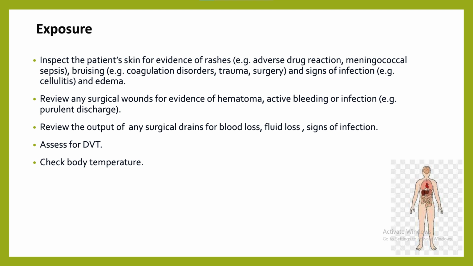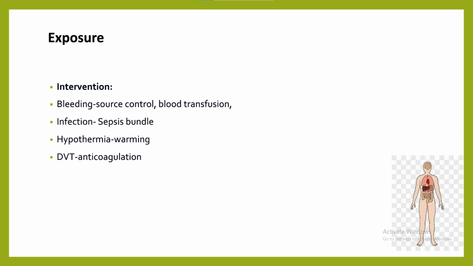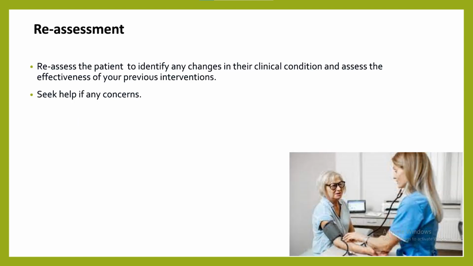Assess for DVT and check body temperature. Intervention. Bleeding source control, blood transfusion, infection: sepsis bundle, hypothermia: warming, DVT: anticoagulation. Reassessment. Reassess the patient to identify any changes in their clinical condition and assess the effectiveness of your previous interventions. Seek help if any concerns.